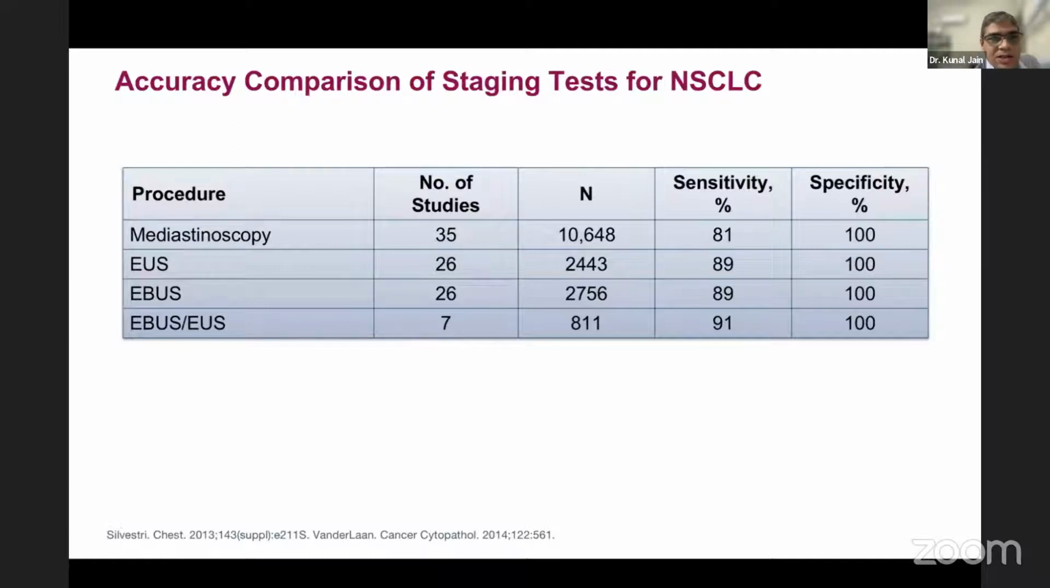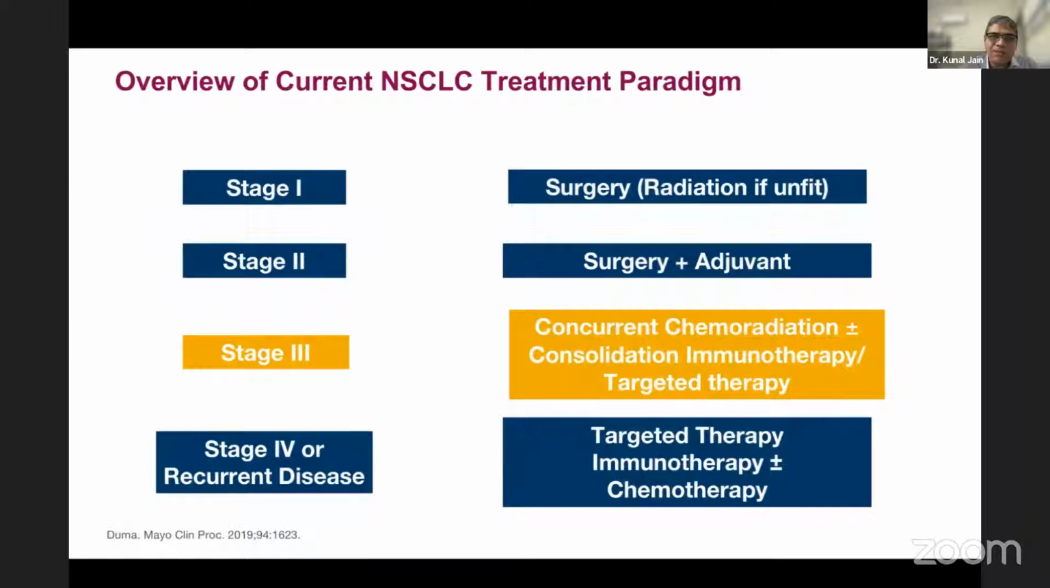So again, this slide is showing accuracy comparison of staging tests, which could be mediastinoscopy, EUS, EBUS, or a combination of either EBUS or EUS. And you can see once these tests are done, and if they are negative, their specificity is almost 100%, that patients will be unlikely to be having disease at that nodal station. And these are fairly large numbers for lung cancer, if you can see in some of the studies.